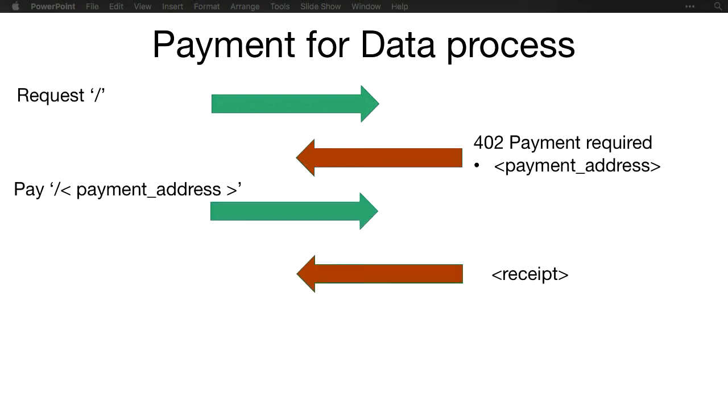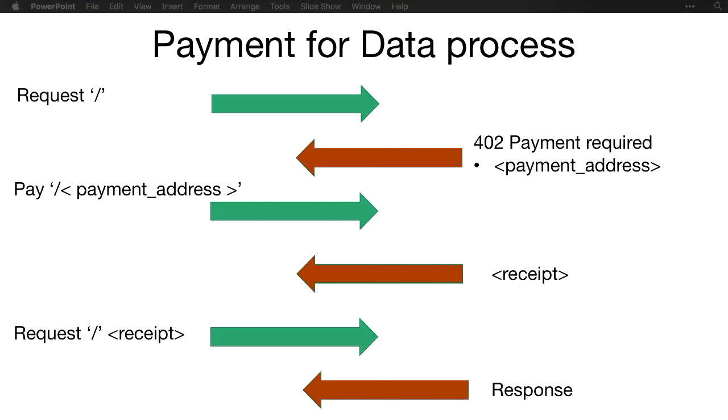Then you pay it, and you can prove payment, and we can get into how you can prove payment, and it gives you a receipt for the payment. And then the third step is you make the same request you made at the top with the receipt, and it gives you the response.